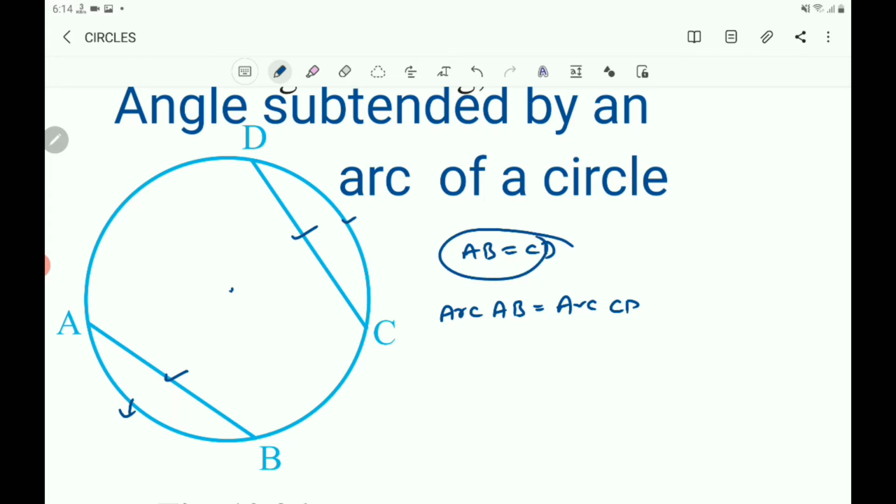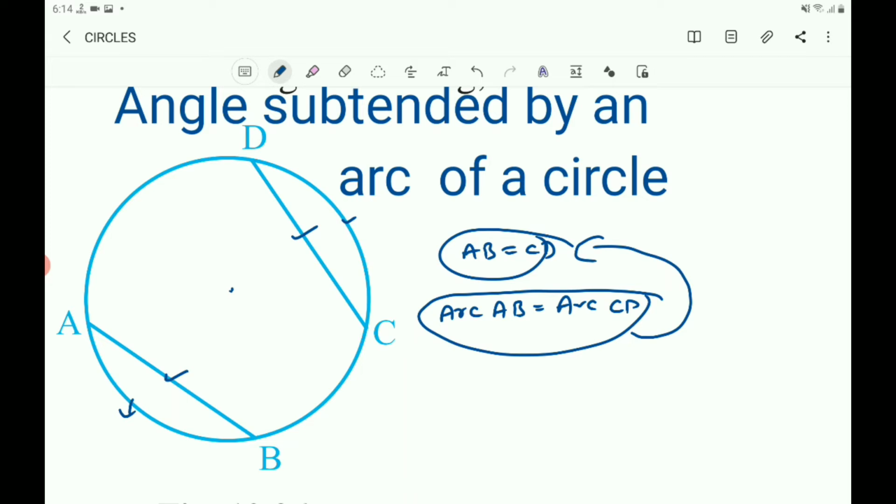If the chords are equal, the arcs made by them are equal. If the arcs are equal, the corresponding chords are equal. That means congruent chords make congruent arcs, and congruent arcs make congruent chords. So you can conclude that if two chords of a circle are equal, then their corresponding arcs are congruent, and conversely, if two arcs are congruent, then their corresponding chords are equal. So what can you write here?